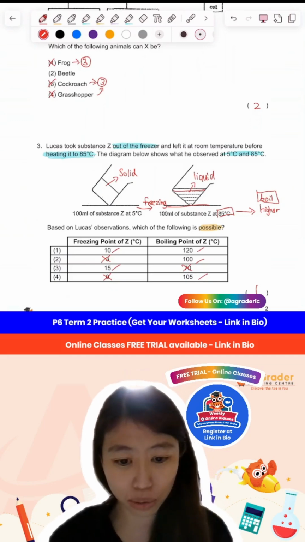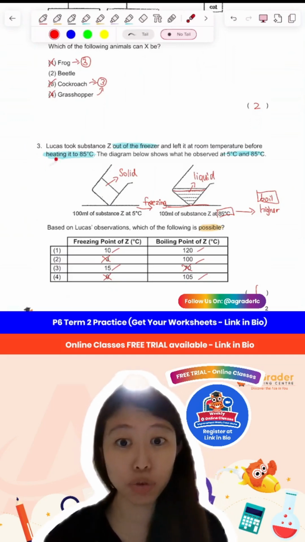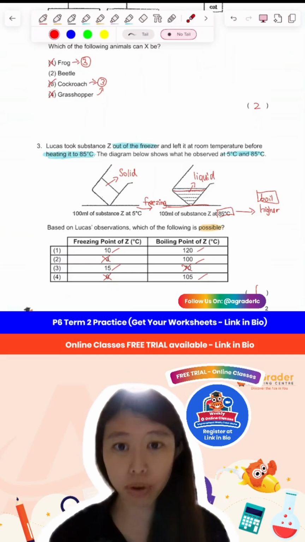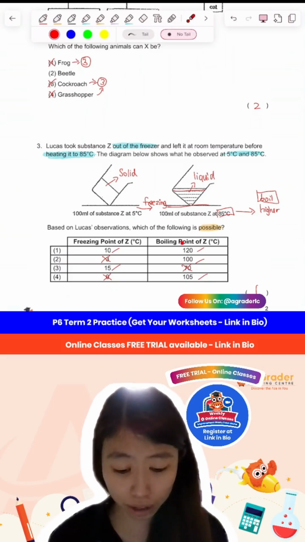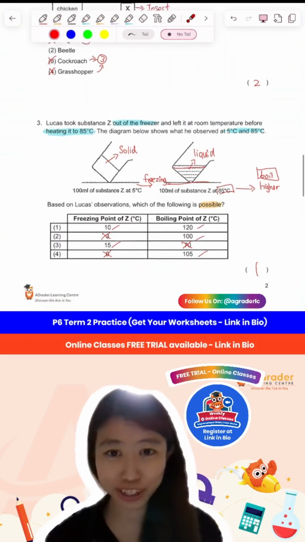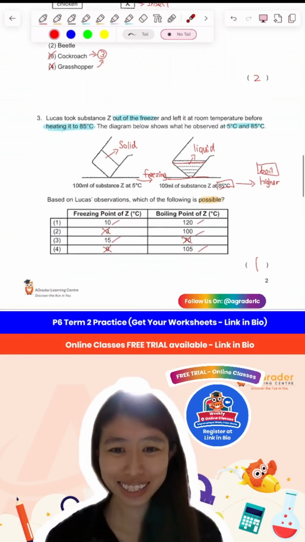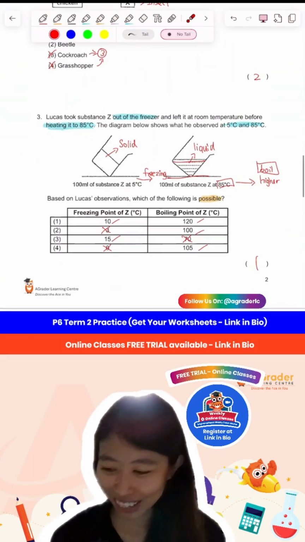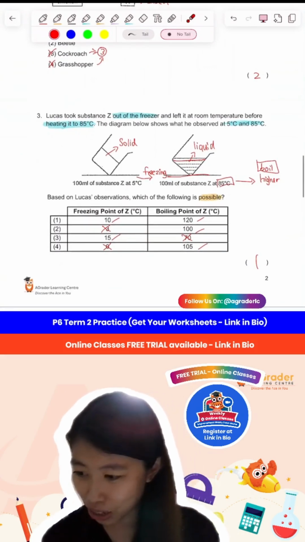A lot of students tend to get this question wrong, especially when it involves freezing point, boiling point, and melting point together. Okay, I'm going to move on. Any questions? No? Okay, good. So next one.